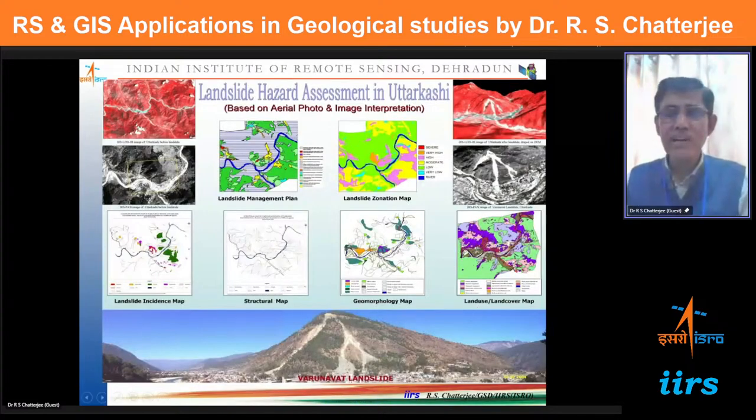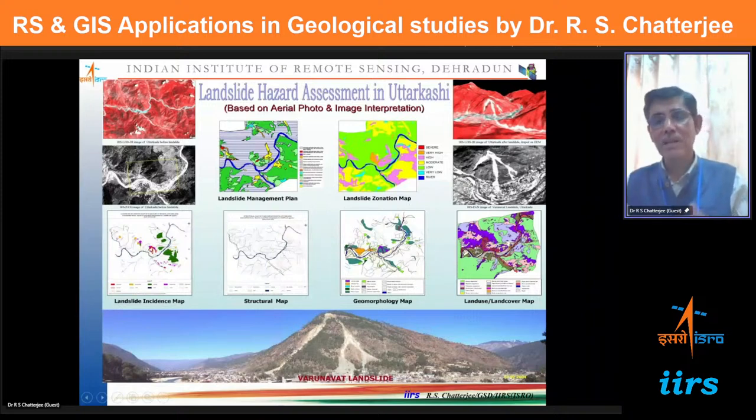Now this landslide hazard assessment or susceptibility mapping we do using different layers like rock types, then geomorphology, okay, and you see how it looks before the landslide and after the landslide. It is the panchromatic image before the landslide and after the landslide.